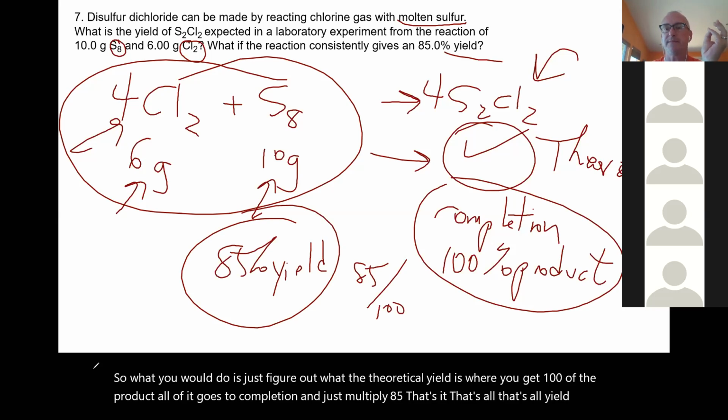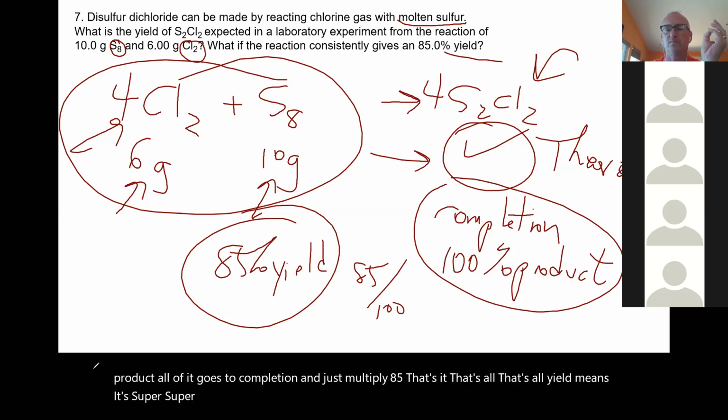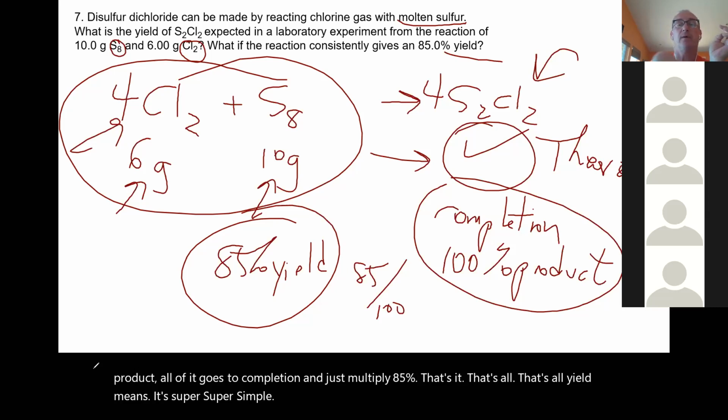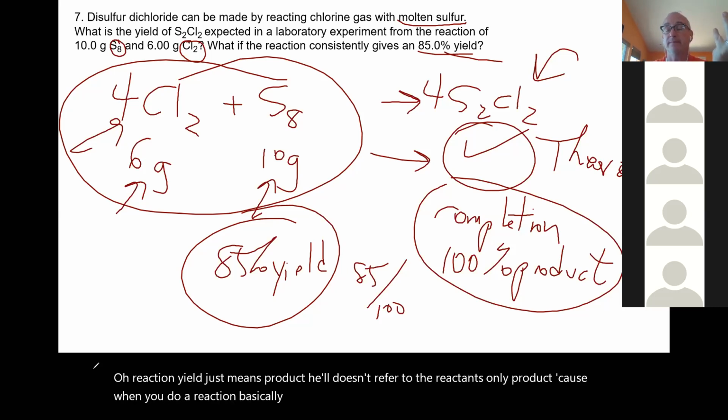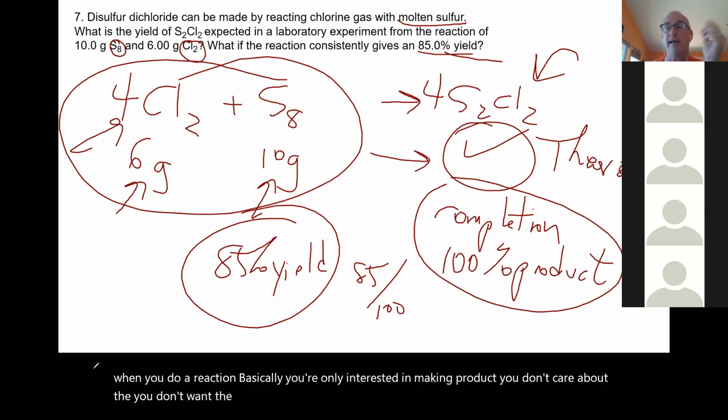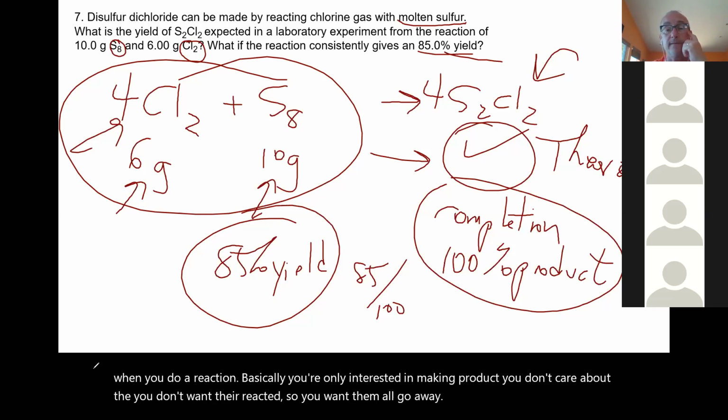It's super simple. The theoretical, is that the total of the two numbers? Oh, the yield just means product. Yield doesn't refer to the reactants, only product. Because when you do a reaction, basically you're only interested in making product. You don't want the reactants. You want them to all go away. Would it be the sum of the reactants? No. What do you mean?